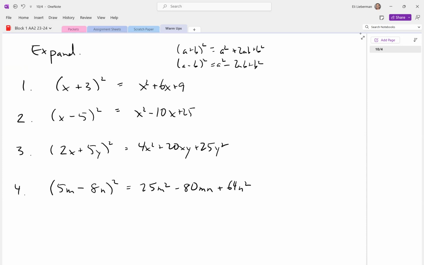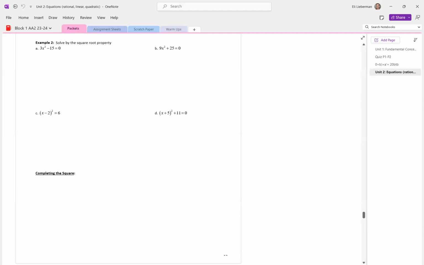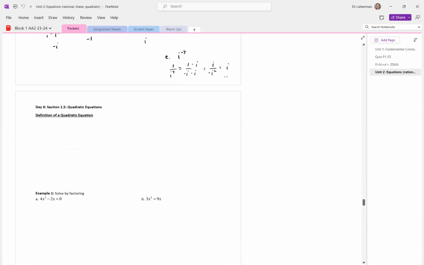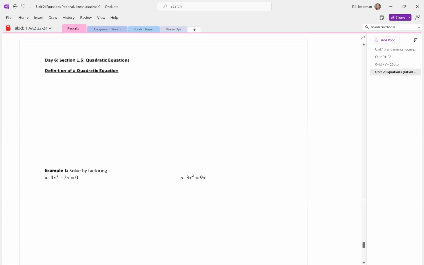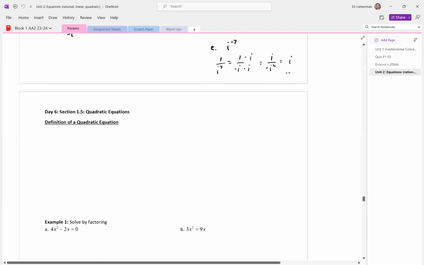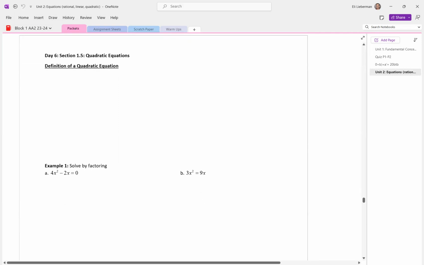Okay, let's do the packet today. This is 1.4, so it will very likely have word problems. 1.3, excuse me. And the last 2 days plus today. Definition of a quadratic equation.